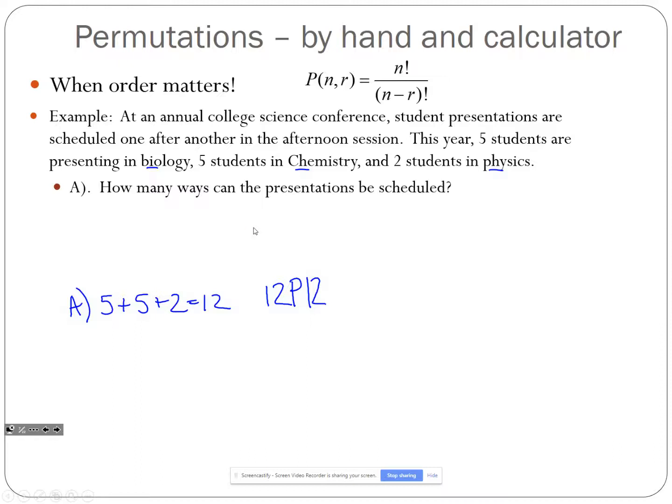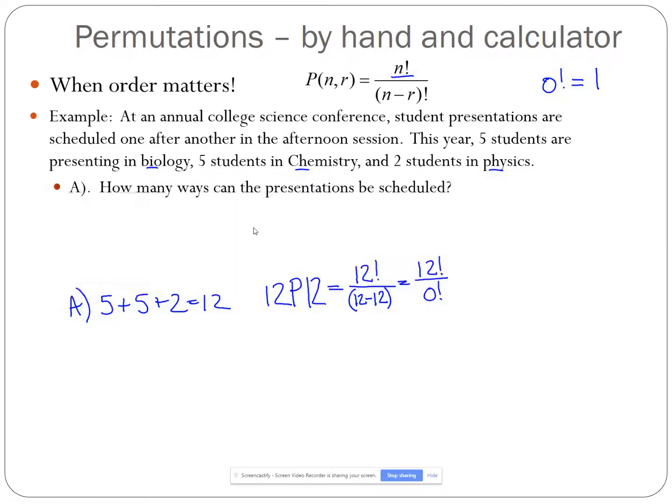If we did it by hand, remember n is the number you have total, and you're going to divide it by the number you have minus r, which is the number you want. In this case, it's the same. 12 factorial divided by 0 factorial. Going back to algebra, you think, oh my, I can't divide by 0. But 0 factorial, how many ways can you arrange 0 things? Well, you can do it one way, and that's 0. So basically, we have 12 factorial.